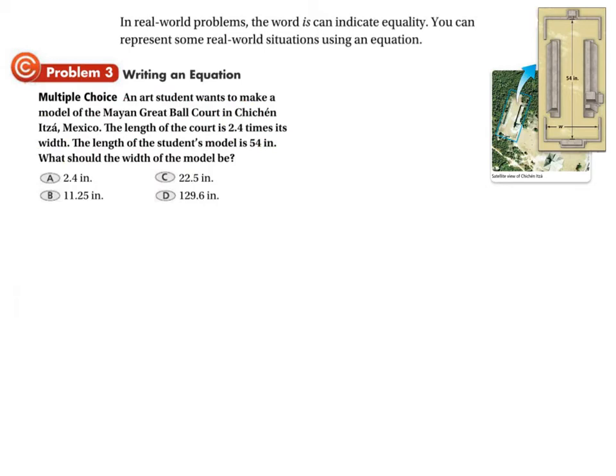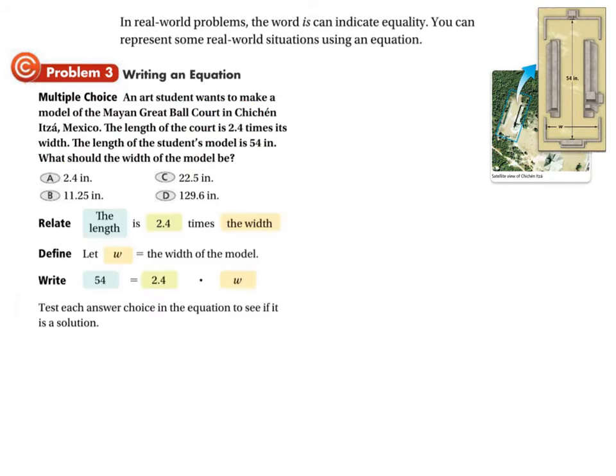So we know that we want to take the width times 2.4 to get 54. Here are all the possible choices they gave us, but what would the equation be? Well, we know the length is 2.4 times the width, so if we let W represent the width, then 2.4 times W should equal 54, which is the length. Now test each answer to see if it's true.